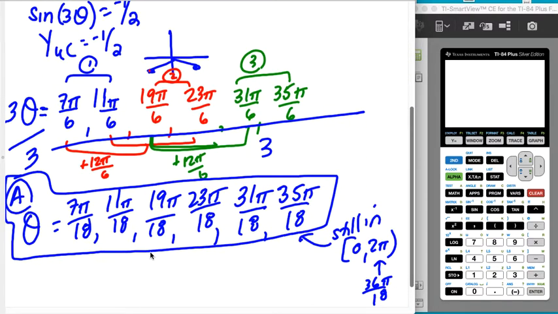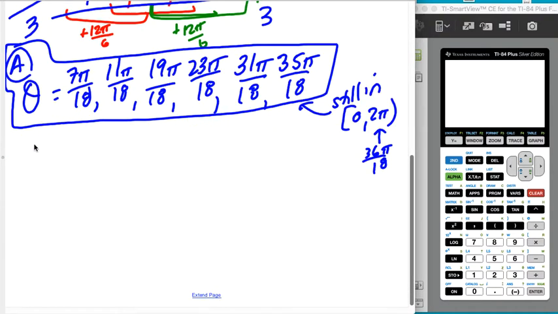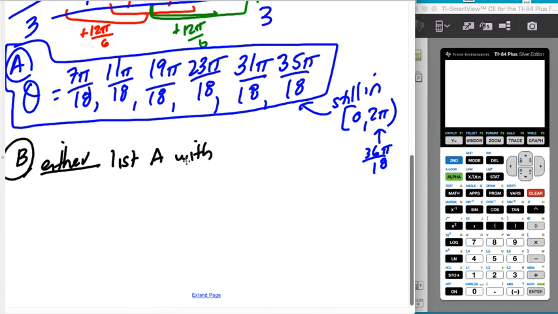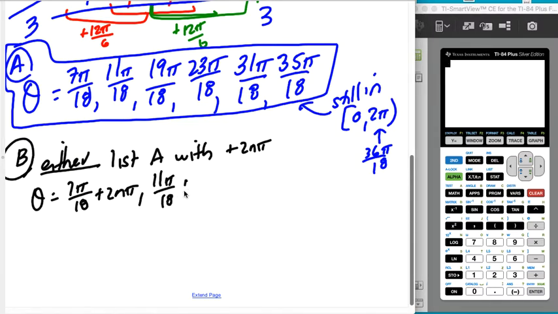I could either do B by writing this, which is fine, right? So there's 2 ways to write B. So for B, I could either list the A answers, but with the plus 2n pi, which isn't wrong, right? I could list all of them. So I could do 7 pi over 18 plus 2n pi, and 11 pi over 18 plus 2n pi, but you can imagine that this gets a little bit tedious. Or 19 pi over 18 plus 2n pi. Geez, I'm only halfway through.